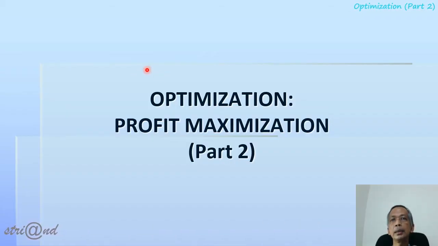Well, this is the part 2, or the second video, for optimization, which is applied in profit maximization. In part 1, we discussed that to maximize profit, the first derivative of the profit equation should be equal to 0. That's the necessary condition. And the sufficient condition is that the second derivative of this profit equation should be less than 0. Now, in this video, we're going to see the application in a specific cost and revenue equation. Let's see the next slide.